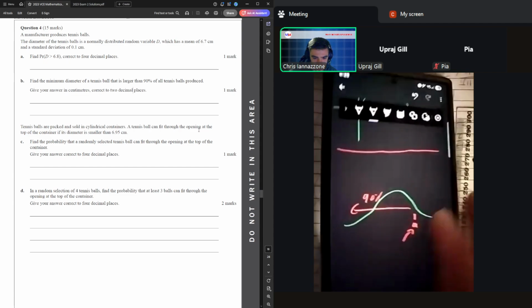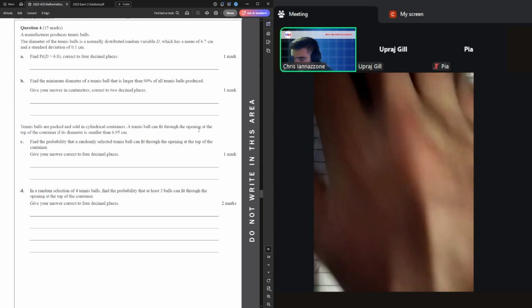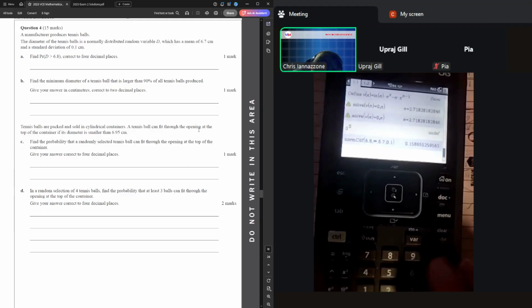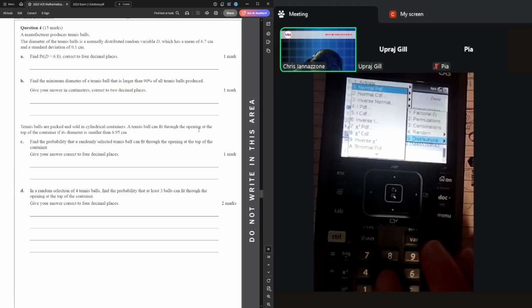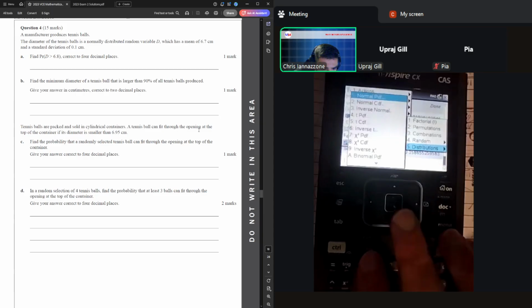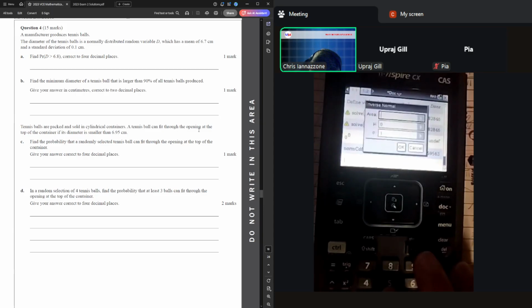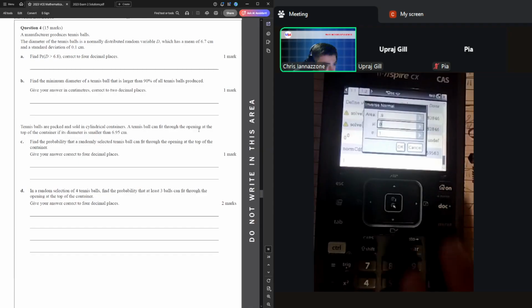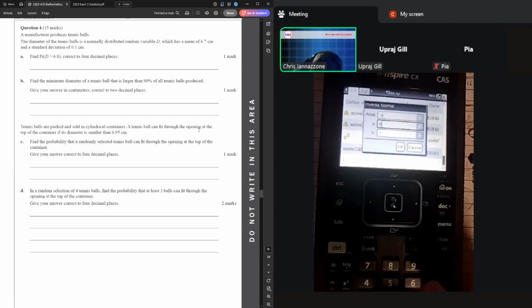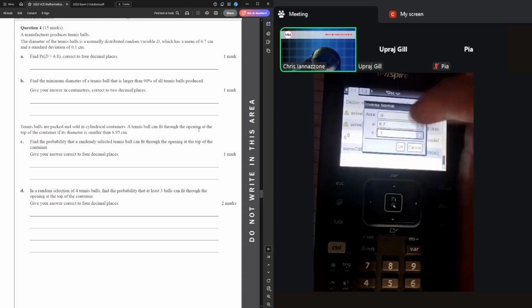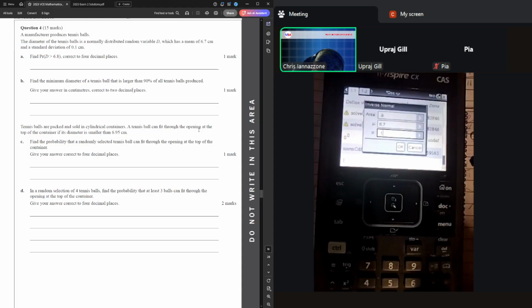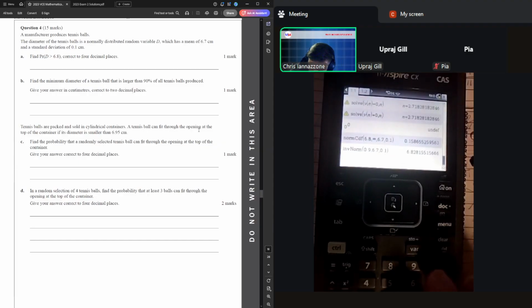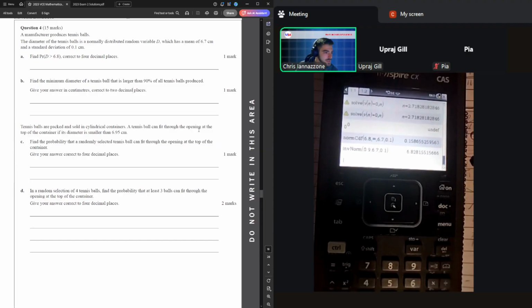You can just say 90% is your area, and then everything else you just plug in as per your normal statistics. So inverse normal on the CAS, number 3, 0.9, mean is 6.7, standard deviation is 0.1. That area is always pointing left. 6.8. For 2 decimal places, of course, you're going to round that now to 6.83.